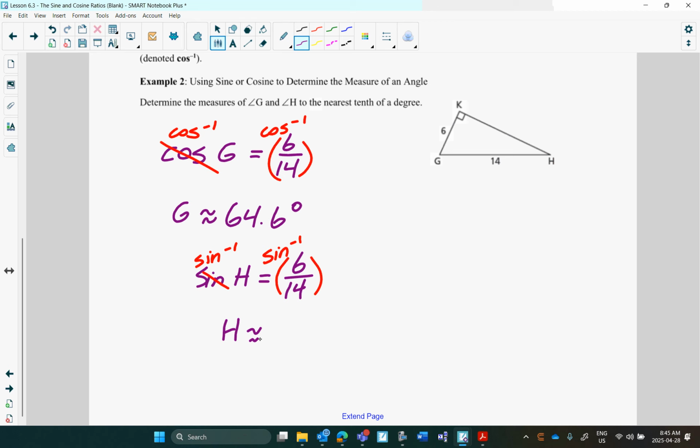If I was to do this in my head, I'm thinking I would get 25.4 degrees. How was I able to do that without using trig? Yes, we didn't have to use trig to find H. We could have just done 180 minus 90 minus G. Either way is fine. It's still going to get you the same answer. Using the trig is just fine. So we get 25.4 degrees. There's our two answers.